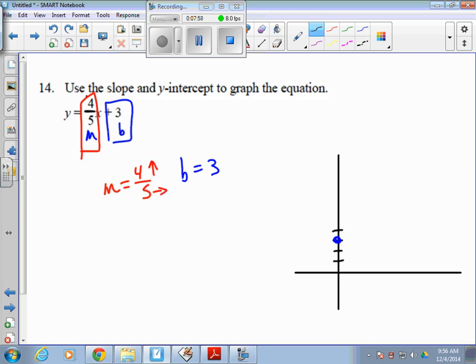So up 1, 2, 3, 4 times. To the right 1, 2, 3, 4, 5 times. Up 4 and to the right 5 times would be something like that. And when you graph through those 2 points, try to draw it a little bit straighter than that. One more time. When you graph through those 2 points, it'll look something like that.